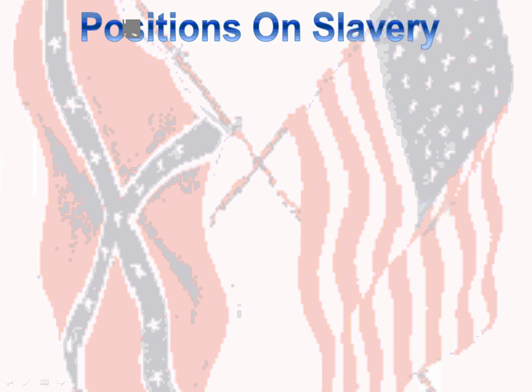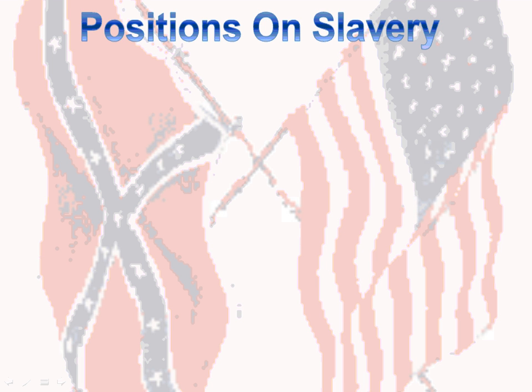Now, let's take a look at their positions on slavery, because each of these parties has different views in terms of what should be done about slavery. So first, we have the political party that starts with an N. Northern Democrat. And who was the candidate for the Northern Democrats? Stephen Douglas. And what did Stephen Douglas say about the expansion of slavery?